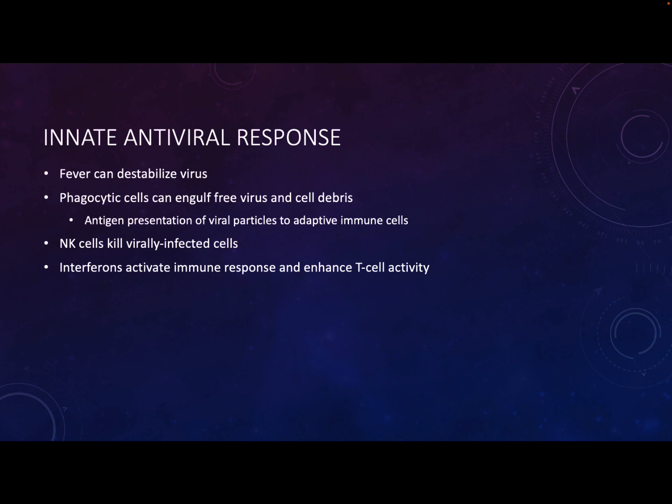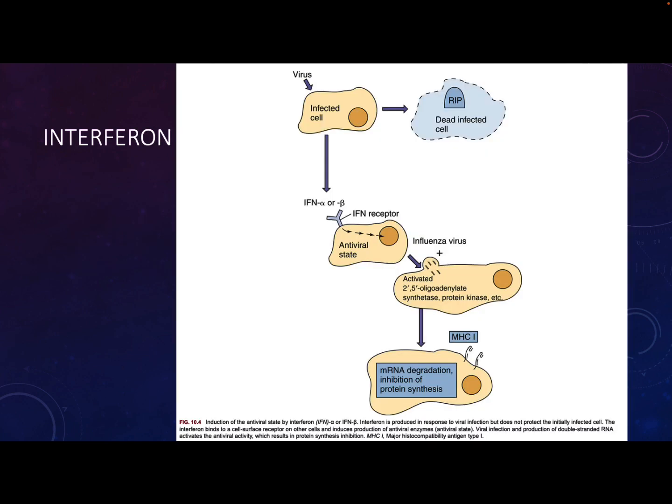Phagocytic cells are capable of engulfing free virus and cell debris. A lot of times when a virus gets inside of your cell, the way it gets out is by causing your cell to burst. So phagocytic cells can also help clean up that damage. Natural killer cells and CD8 positive T cells will act to kill infected cells. Of course, natural killer cells are part of the innate system, whereas CD8 positive T cells are part of the adaptive. And then interferons can activate that immune response and enhance T cell activity. So really the idea is raise the temperature to prevent the virus from replicating, produce cytokines to prevent cells from replicating, to recruit macrophages, and to recruit those cells that will kill infected cells.